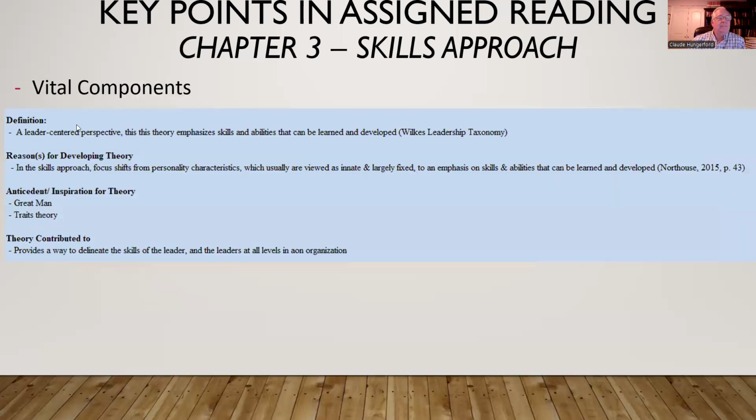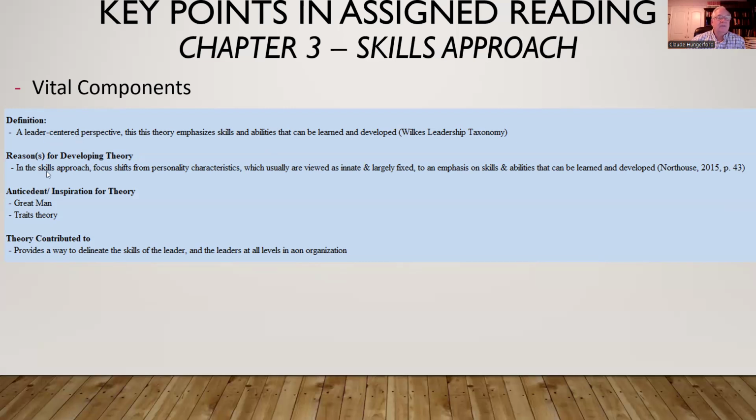Okay. Definition. And this is by Wilkes Leadership Taxonomy. It's a leader centered perspective. This theory emphasizes skills and abilities that can be learned and developed. Okay. But the thing is, it's a leader centric type of theory.